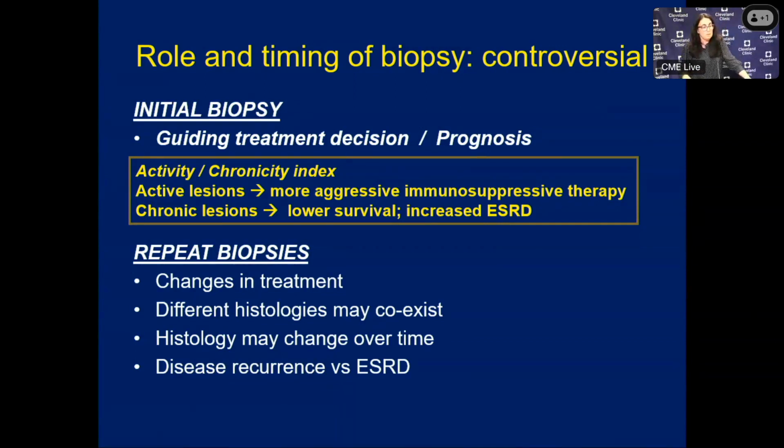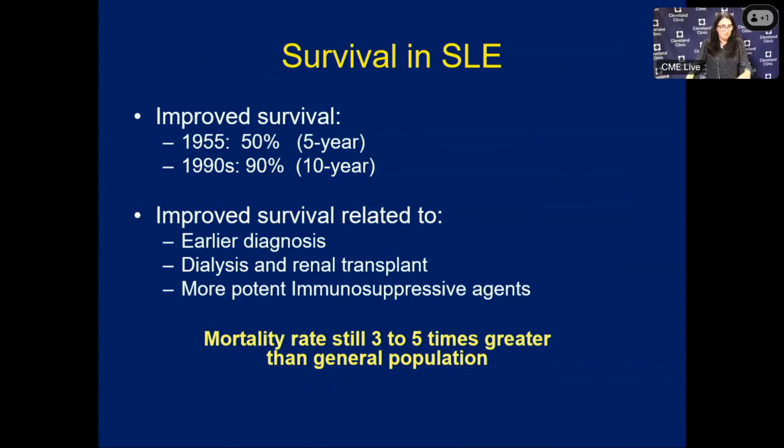Repeat biopsies sometimes are necessary throughout the course whenever we're contemplating a change in treatment and we're not sure about the histology, because different histologies may coexist and will affect treatment decision, because histology may change over time and disease recurrence sometimes is not obvious compared to just fibrotic tissue.